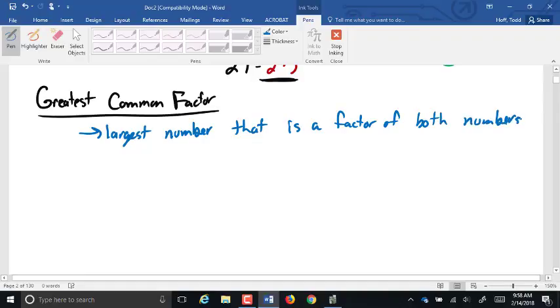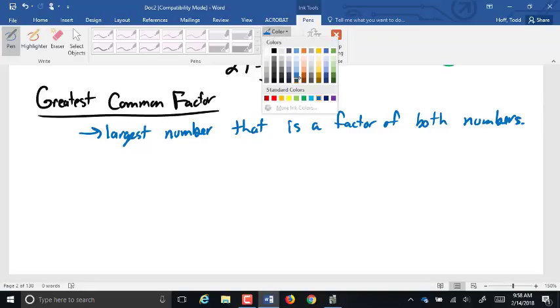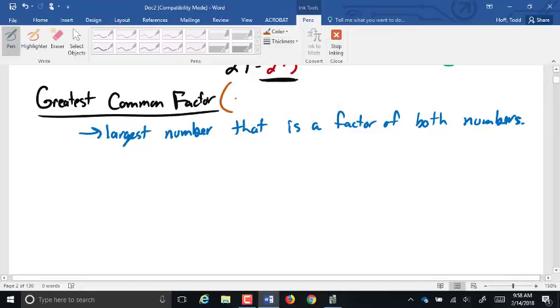So obviously when we're looking at a greatest common factor, we're actually looking at two numbers. Now greatest common factor, you're going to see me write it as GCF from now on. You won't see me write out the whole phrase. The GCF of 18 and 45.